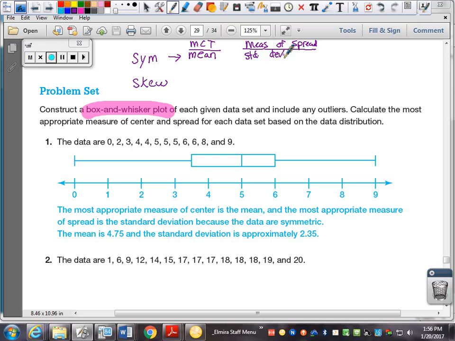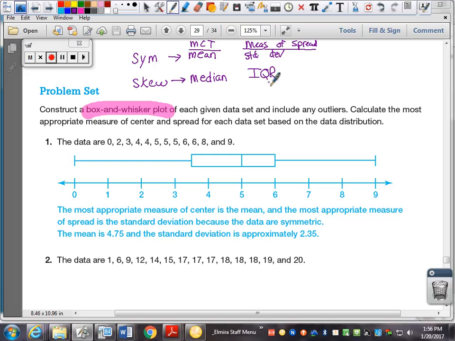You're not going to find the median and the IQR of symmetric data. If you make your box and whisker plot and it is skew, then I want you to state the median and find IQR. And that's it. Don't write down the mean. Don't write down the standard deviation. All these values are on your calculator. You're just picking and choosing which ones to write down.